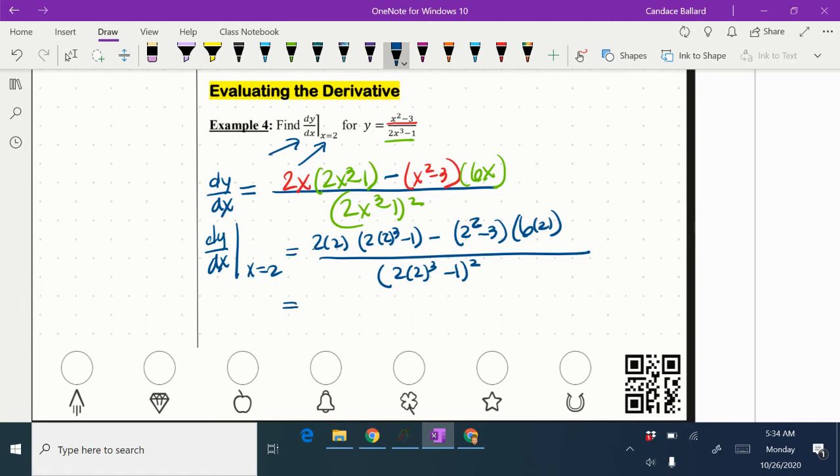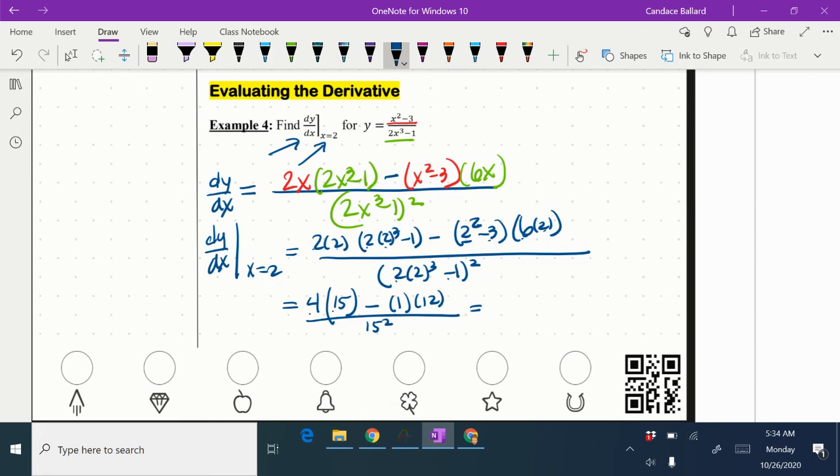All right, so let's see, 2 times 2 is 4, and then 2 cubed is 8. 8 times 2 is 16, minus 1 is 15. Minus, and then we've got 2 squared is 4, minus 3 is 1. 6 times 2 is 12. All over, and then we got 2 cubed is 8, times 2 is 16, minus 1 is 15 squared.